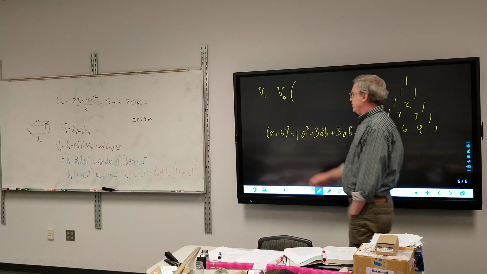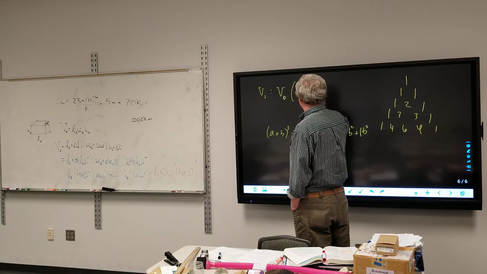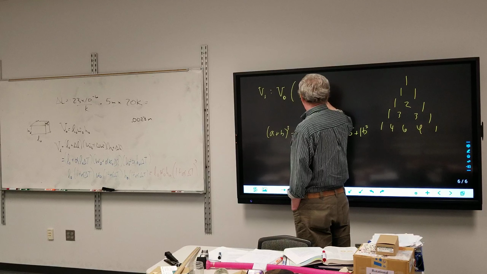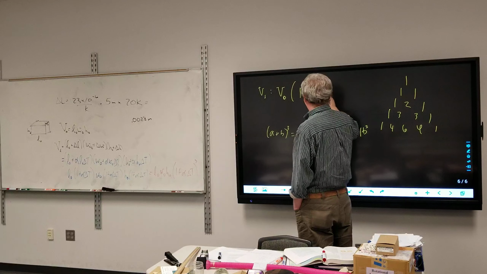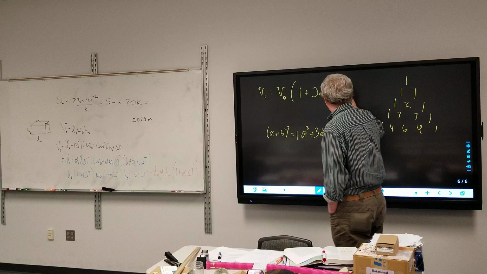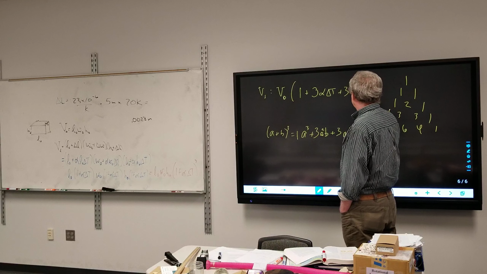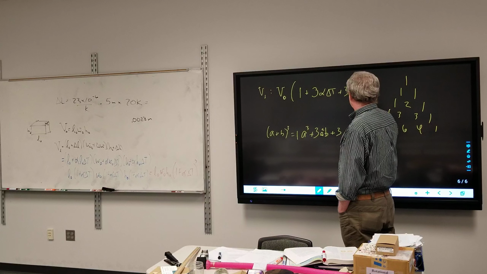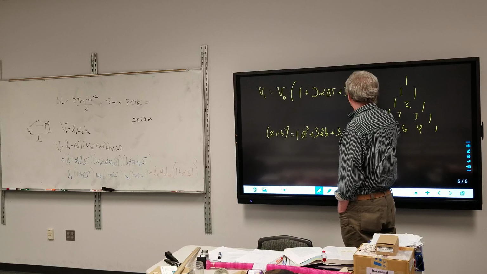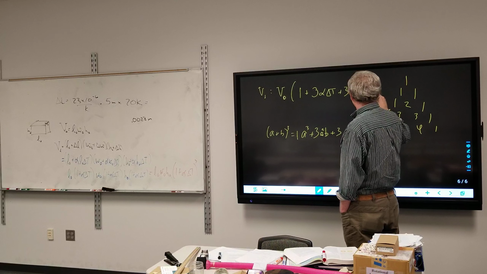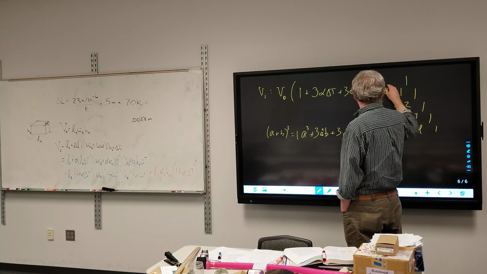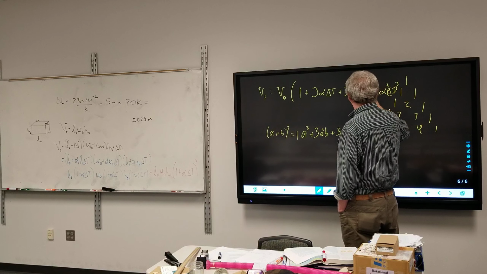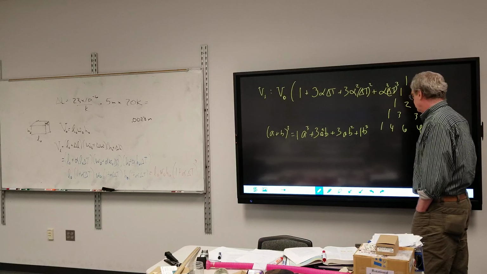All right, so over here, we're cubing that one, so I have 1 plus 3 times 1 squared times alpha delta t plus 3 times 1 times alpha squared delta t squared plus alpha delta t cubed.